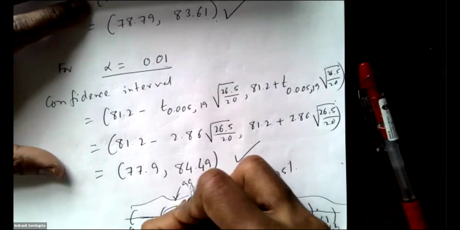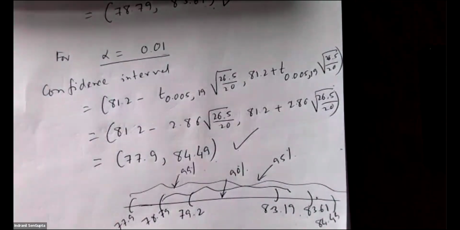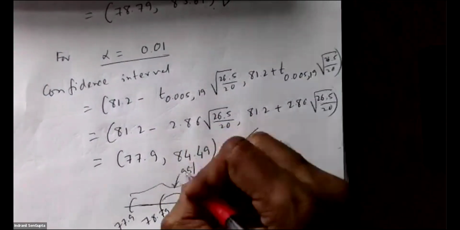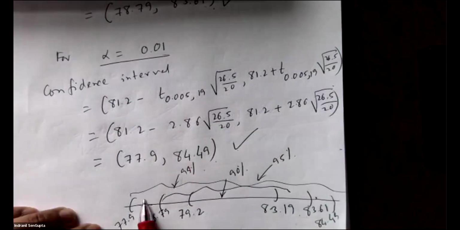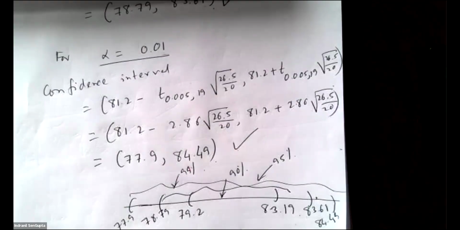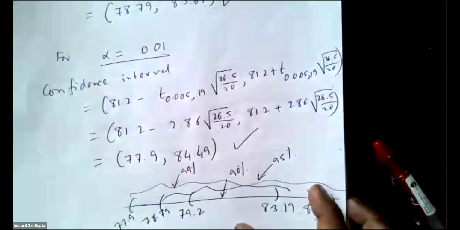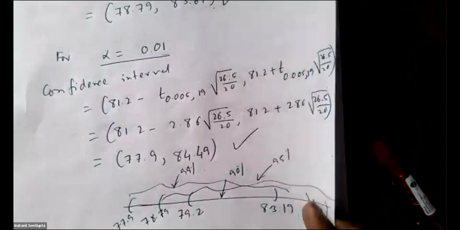So this is 99%. The intervals are increasing, and that's no surprise, because if you're making your estimate more confident, you have more uncertainty, so this can be anywhere. As soon as the confidence increases, the intervals are also increasing. Okay, so this is it. And next, let's do another example.